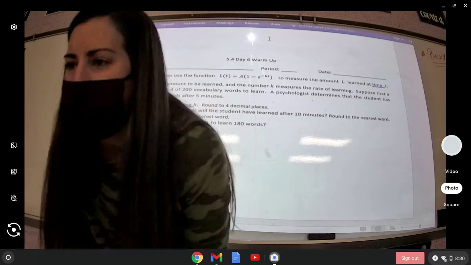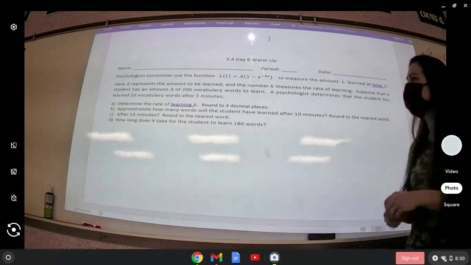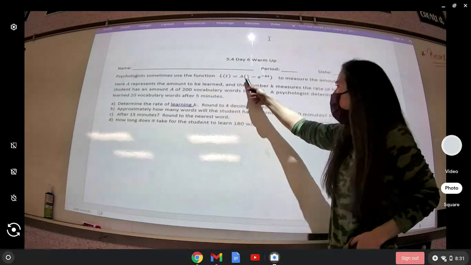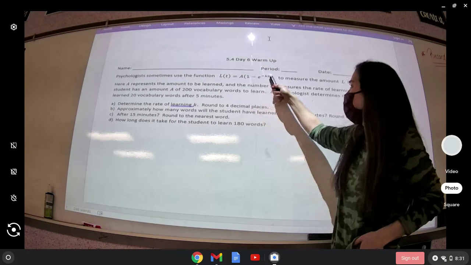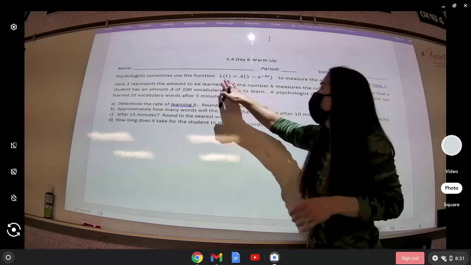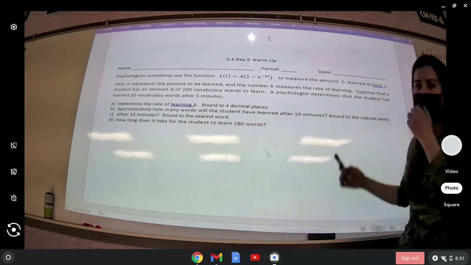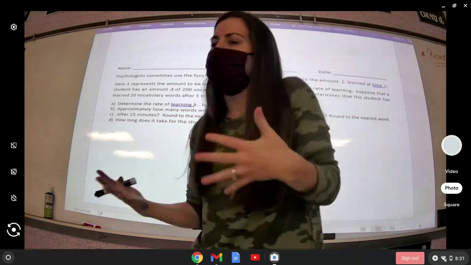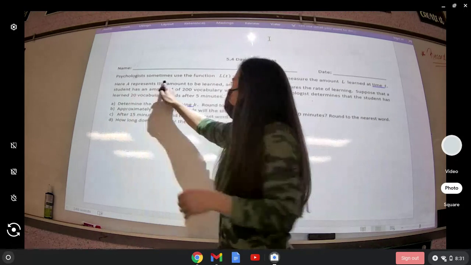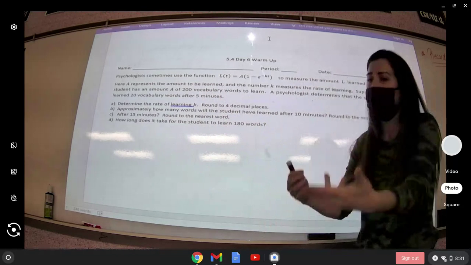Let me just go over one more log problem with you before I send you on your way though, okay? All right, so guys, if you look at this one, it says, psychologists sometimes use the function L of t equals A times 1 minus e to the kt to measure the amount L learned at time t. So they are taking the amount that you learn and showing it as a function of time. So the amount that you learn depends on the time you've put in, which makes sense, all right? Here, A represents the amount to be learned, and the number K measures the rate of learning.